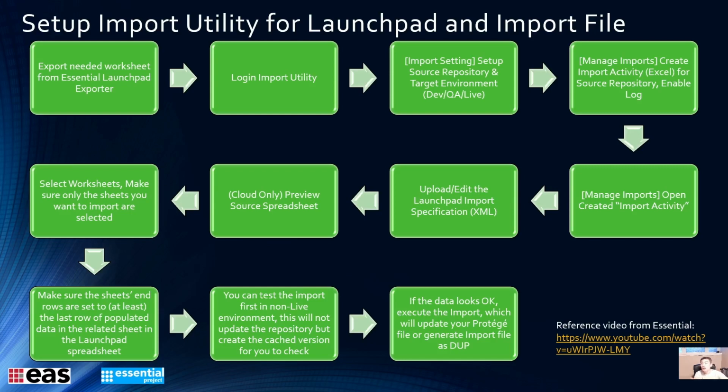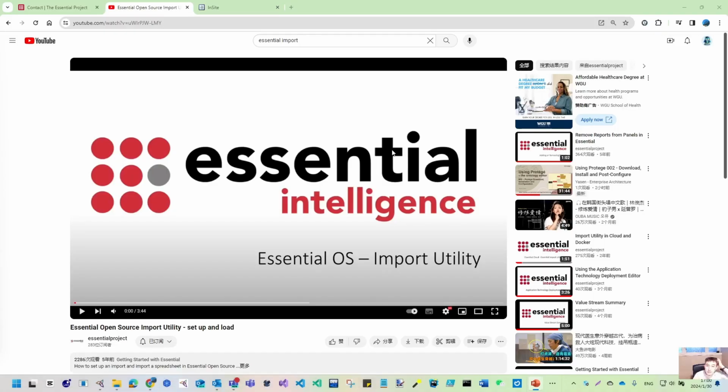So then you come to Prodigy to load this in the update tab. These are the 11 steps. What I will show you is to do this step by step. Within the Essential project, on their YouTube channel, they published this 4 minute video, so you can watch that to get some ideas for this. And then let's start the hands-on work.